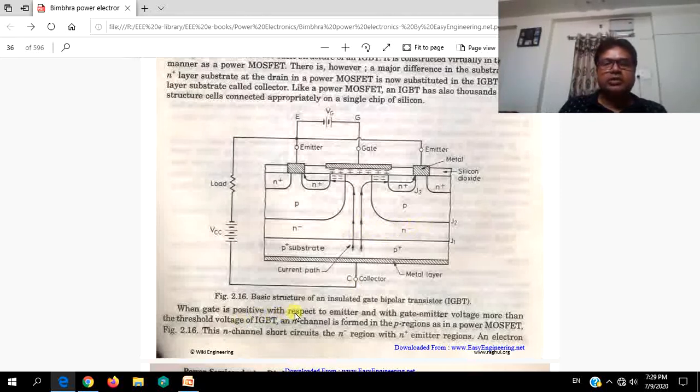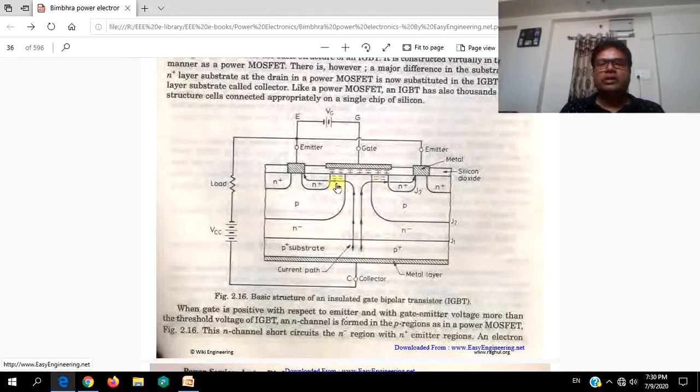When gate is positive with respect to emitter, and the gate emitter voltage is more than the threshold voltage shown inside the transfer characteristics of IGBT, an N channel is formed in the P region. N channel is formed in the P regions.